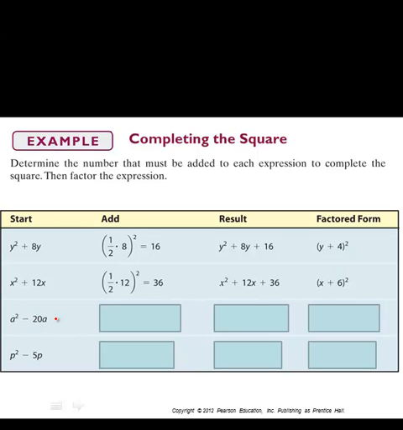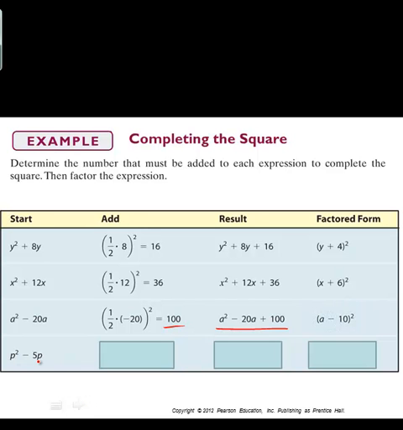Next one, a squared minus 20a. Look at the linear coefficient, the minus 20. Take half of negative 20, which is negative 10. Squared is 100. So you'll add 100. The number that you add to complete the square is always going to be positive, by the way. So add 100, and then factor as a minus 10 squared.